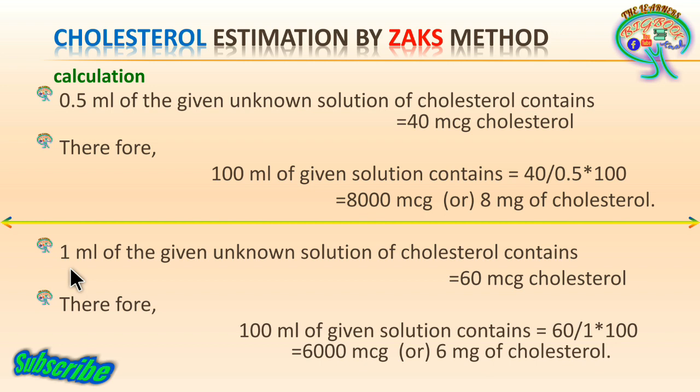unknown solution that we have marked for the T2 sample. Here we see 60 micrograms of cholesterol. Therefore 100 ml of the given solution contains 60 divided by 1 into 100. So there will be 6000 micrograms of cholesterol, which corresponds to 6 milligrams of cholesterol. Now the food samples which we have collected in the given unknown solutions are showing 8 milligrams of cholesterol for the T1 sample and 6 milligrams of cholesterol for the T2 sample.